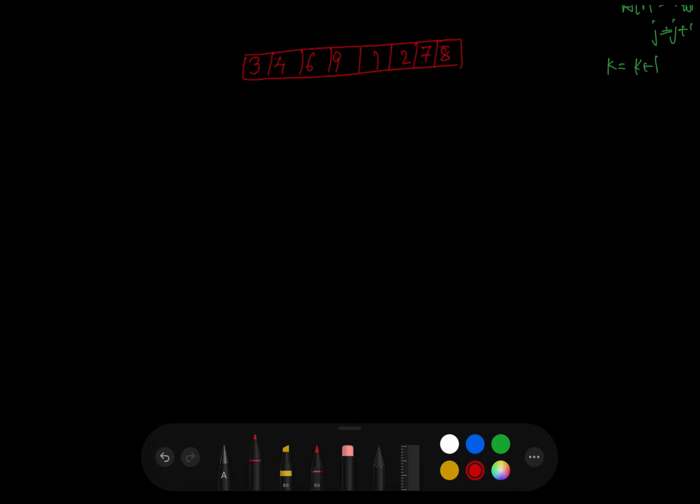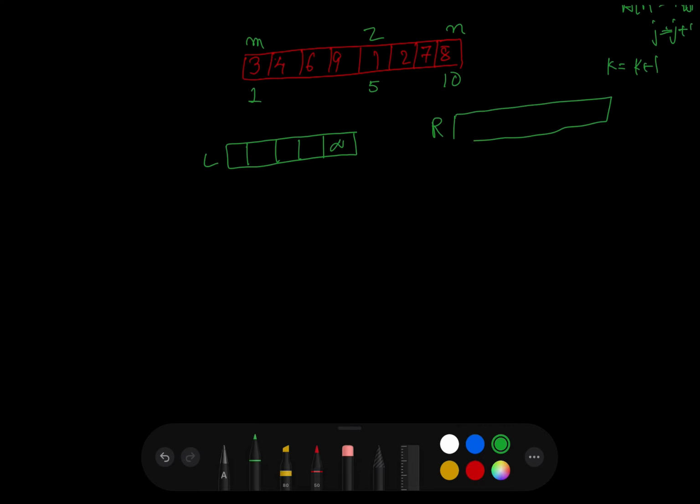Now the same thing, this is the n, this is the z, this is 1, 10, this is 50. We put two subarrays. This is the first subarray, L, equals 1, 2, 3, 4, 5. The last one is the infinity. And there is a right subarray, 1, 2, 3, 4, 5. Here we put down 3, 4, 6, 9, and here we put down 1, 2, 7, 8.